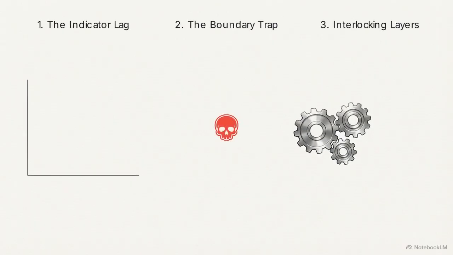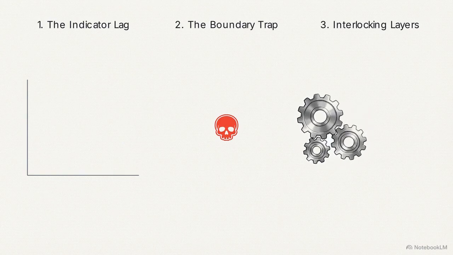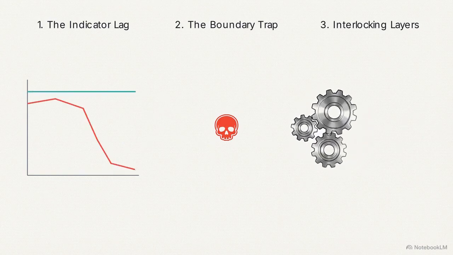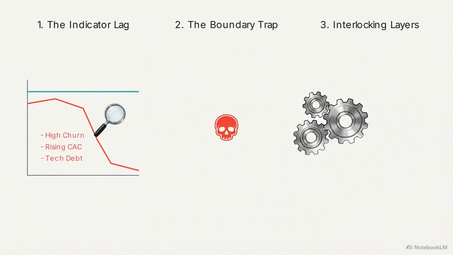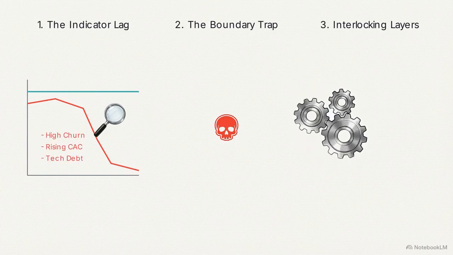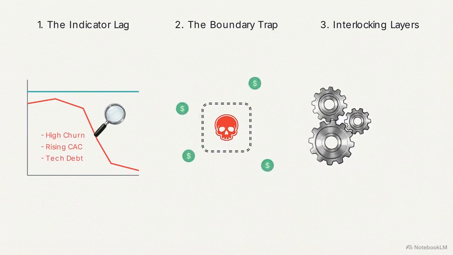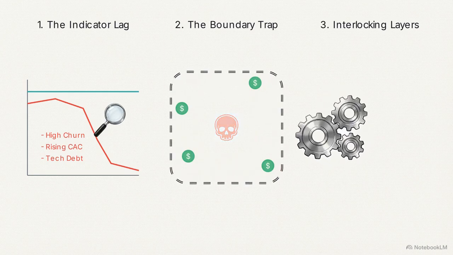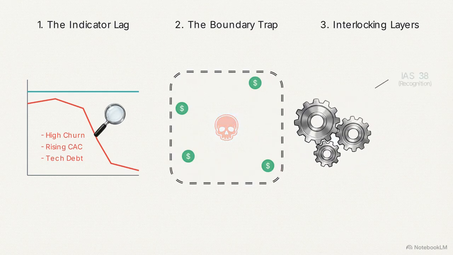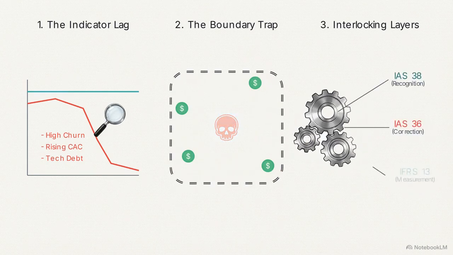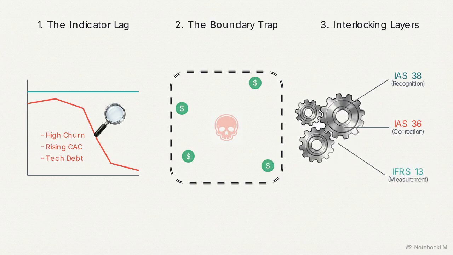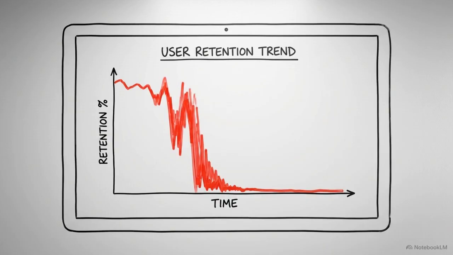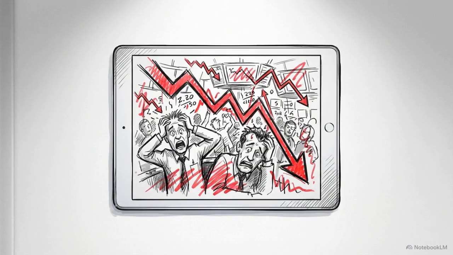To accurately assess digital assets, we have to examine three specific failures: how trailing financial indicators mask operational distress, how boundaries around cash-generating units are manipulated to hide toxic assets, and how the measurement rules of IAS 36 interact with other accounting standards. Waiting for a digital asset to visibly break results in delayed, massive write-downs. That destroys market credibility and exposes a total collapse of management discipline.